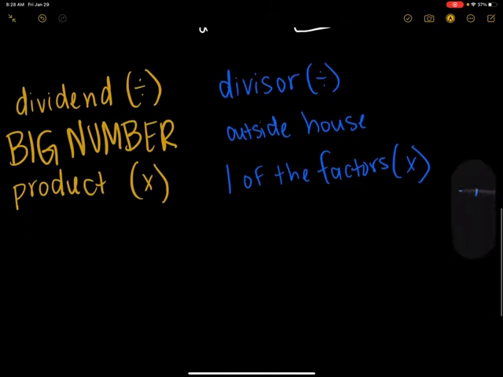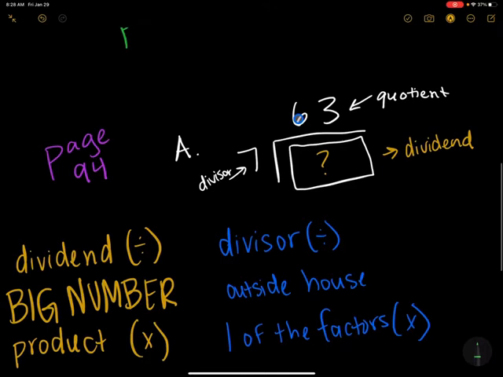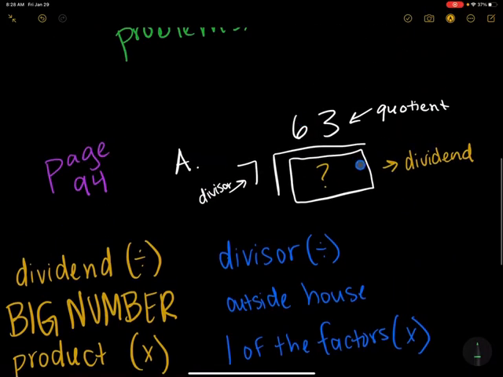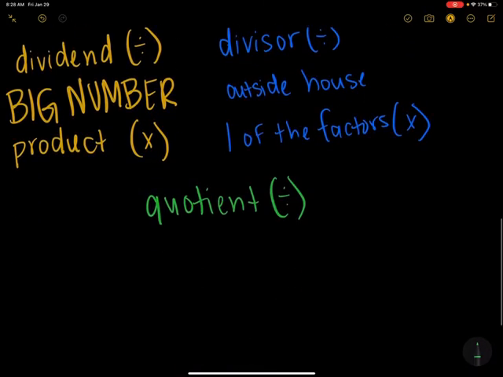Last but not least is our quotient, and we'll do that in green. Quotient on top. So here's our quotient. And we say that in division, that's going to be whatever is on top of the house, or whatever is equal. So whatever it equals at the end.